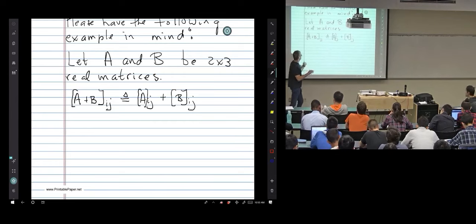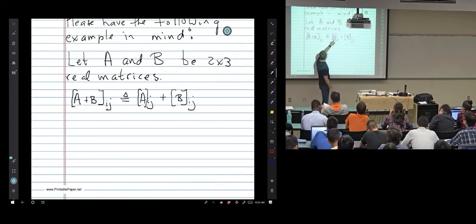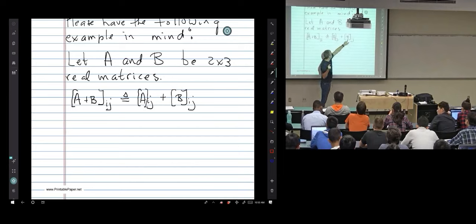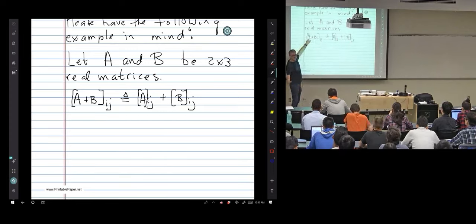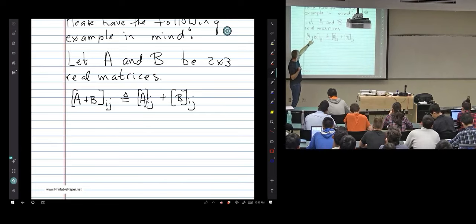Why am I making a big deal about this? The ij element of A is a scalar, it's a real number. The ij element of B is a real number, and you guys know what the plus sign means for real numbers. What do I have here? I have a different object. I have a 2x3 matrix. I put the same sign there, okay?